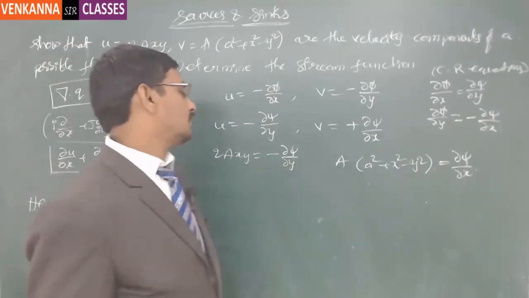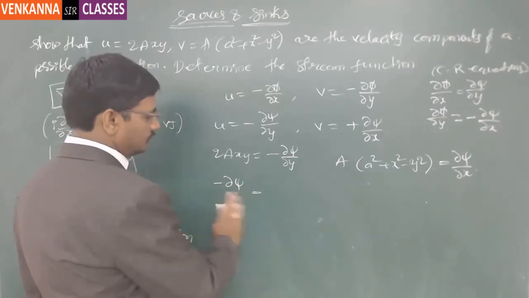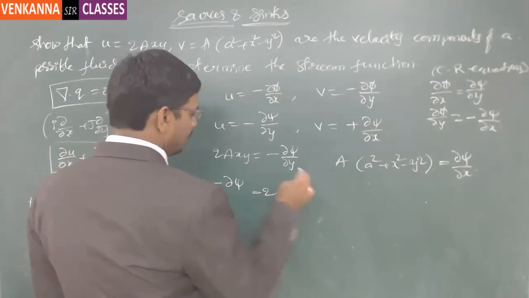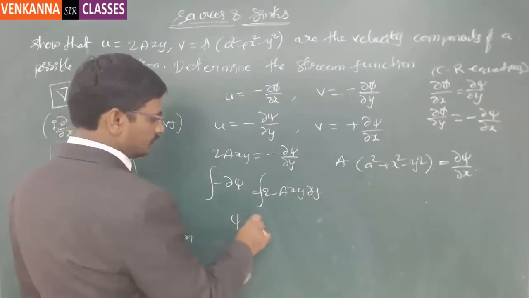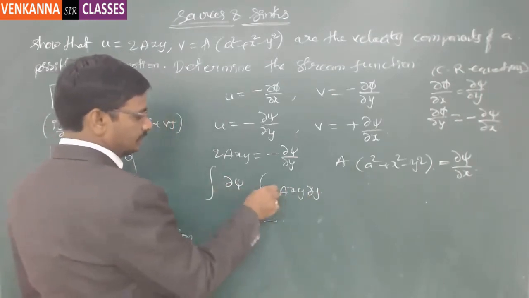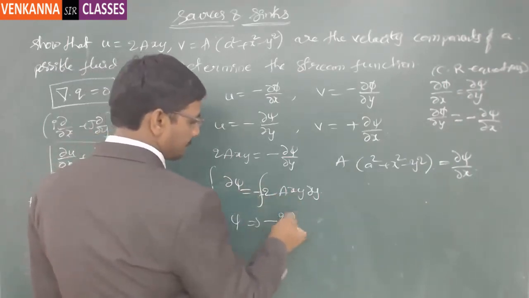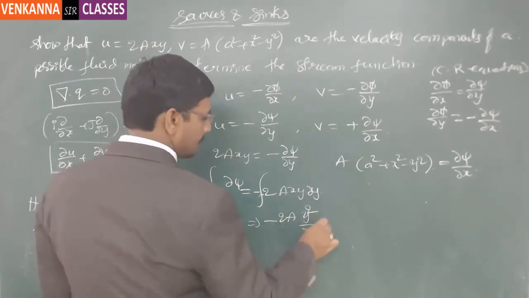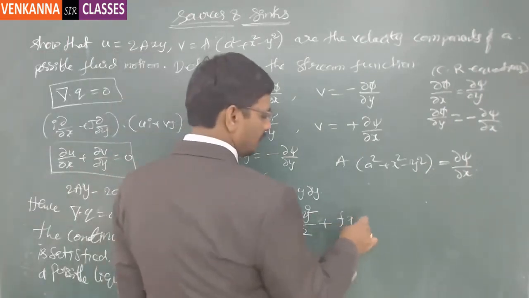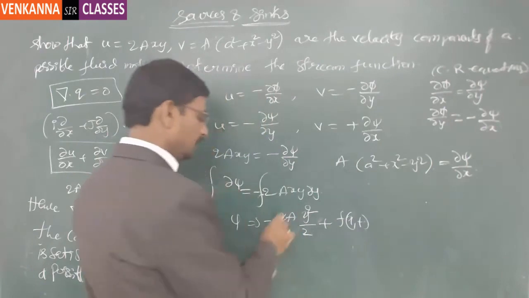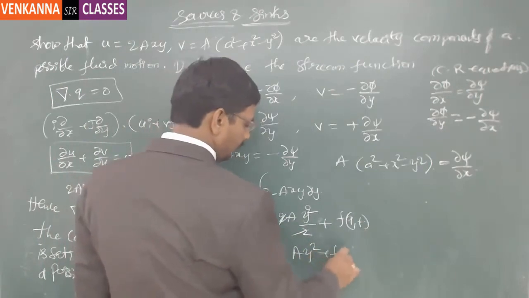Fine. So here, ∂ψ/∂y. So I can find out minus ∂ψ/∂y, or minus ∂ψ is equal to 2axy ∂y. Now if you integrate on either sides, ψ is equal to minus of, I'll take this minus to the other side. So minus of 2a y² by 2 plus some arbitrary function of, since you are doing the integration with respect to x, hence it may be a function of x comma t. So here this 2 will cancel, so ψ is equal to minus a y² plus f of x comma t.